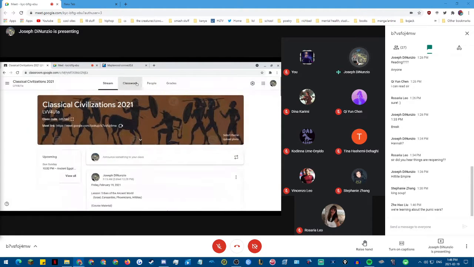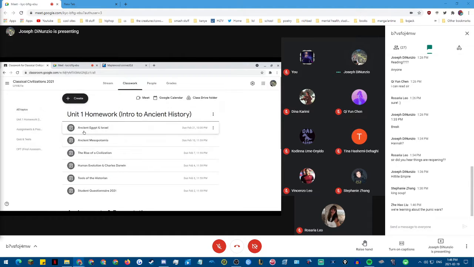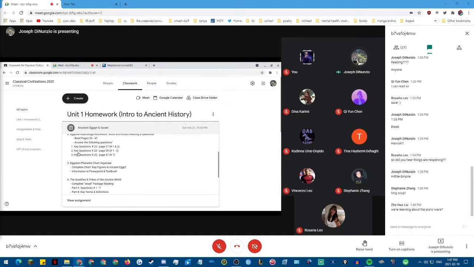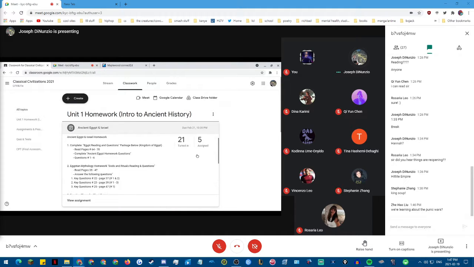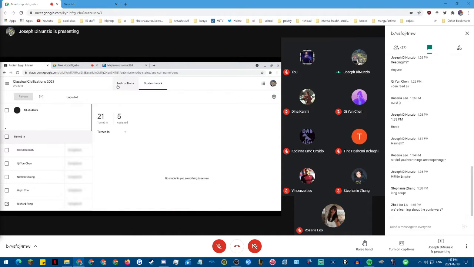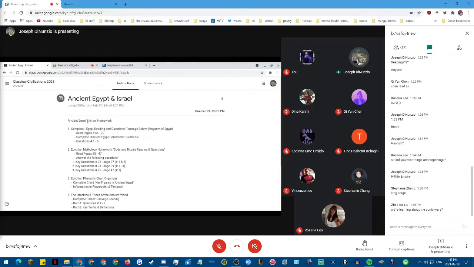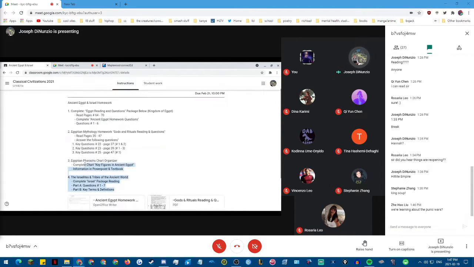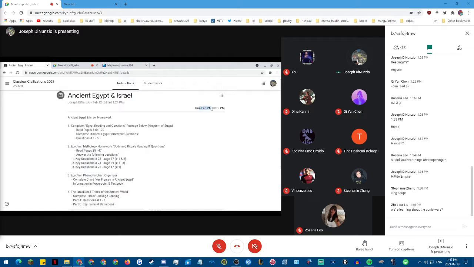If you go to homework, I posted it under Ancient Egypt, Israel. This will be the last piece of homework for Unit 1, and Ancient Egypt as well. There are 4 items here, as you can see. All 4 items need to be handed in by Sunday night at 10 o'clock. You see here? Sunday at 10.